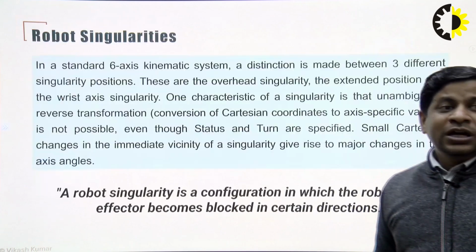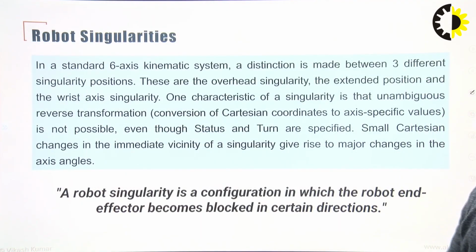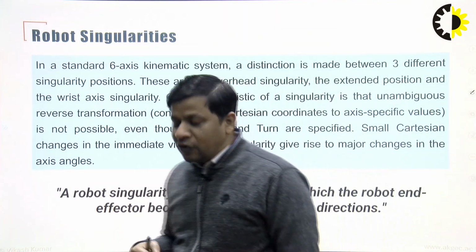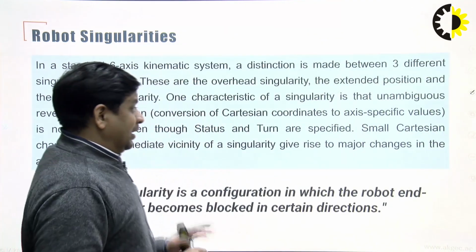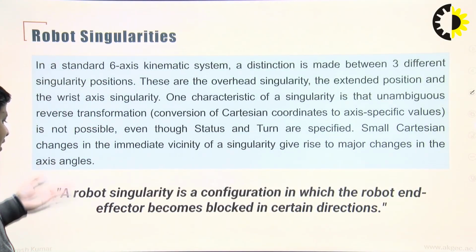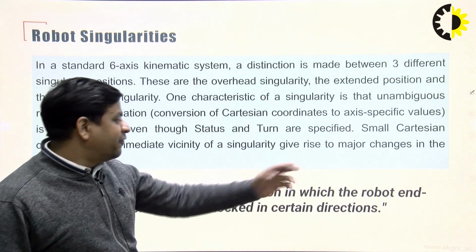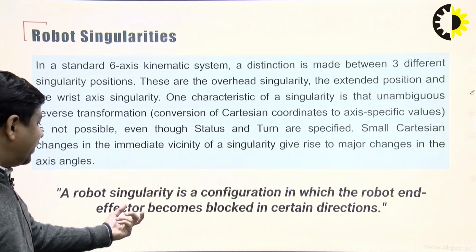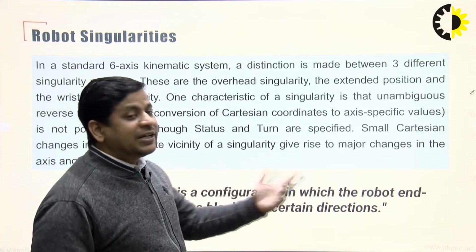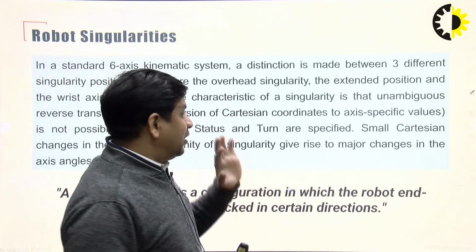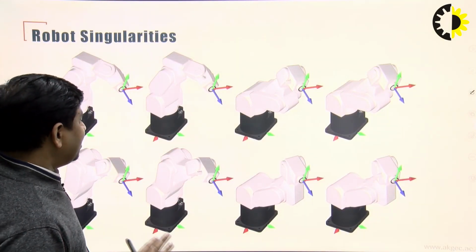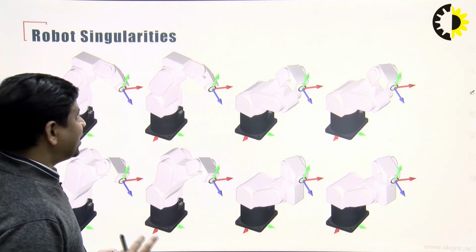Now coming to the singularity part, as I said, when the robot has so many options and it is unclear how the robot is going to move from one point to another point, that is the place where singularity is going to come. So a robot singularity is a configuration in which the robot end effector, which is nothing but a tool, becomes blocked in a certain direction because of so many solutions. So let's understand what these solutions are where the robot can get confused.